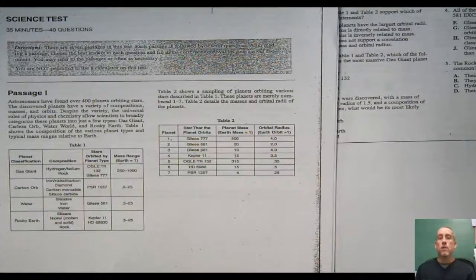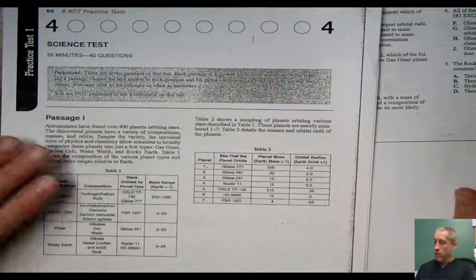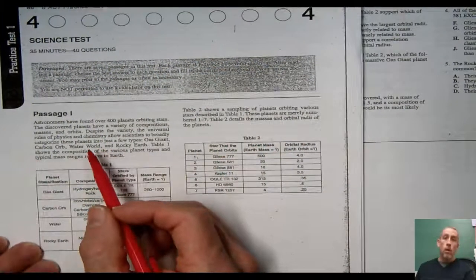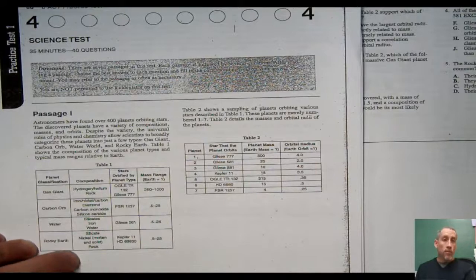In this next video segment, I'm going to demonstrate how to work through a data representation passage. When I flip to practice test 1 that I gave you in the packet, this is the first passage here. One of the things I recommended in my first video was to recognize a data representation.